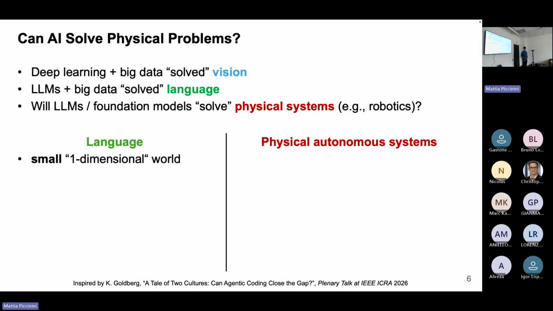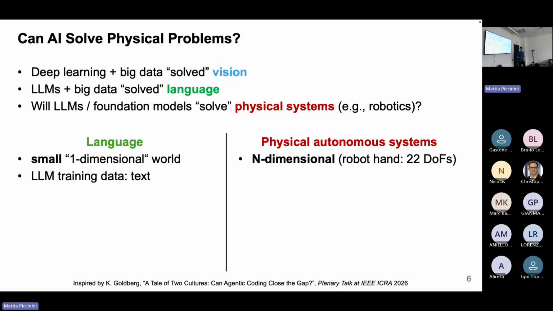And that's because language, if you think, is a small one-dimensional world, right? We just have strings of data, one-dimensional flows of words, and that's, let's say, a compact small world, yeah? In physical autonomous systems, we're not one-dimensional, right? We're in general n-dimensional. A robot hand may have 22 degrees of freedom, cars have maybe more than 10 degrees of freedom, humanoids have 50, and so on. So indeed, the physical world is way more complex than language.